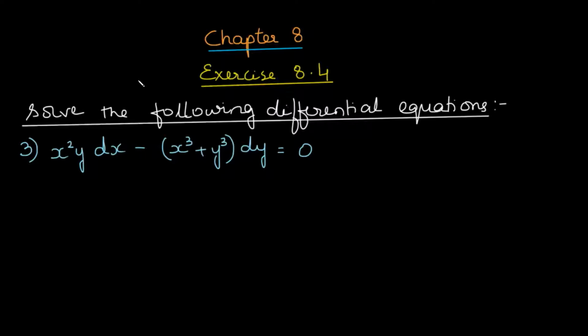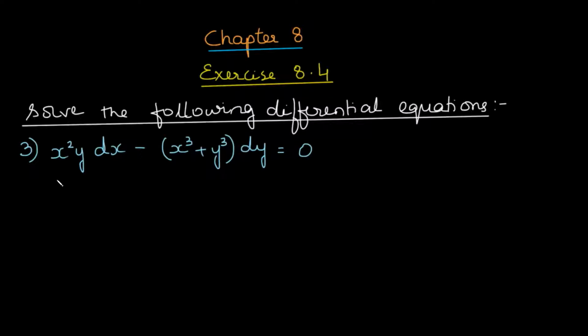Hello students. In the previous lecture, I told you about homogeneous differential equations and we were looking at methods of solving those equations. So we had done the first two sums of exercise 8.4. Now the third sum. All these sums are homogeneous differential equations and we are attempting to solve them. The question is x square y dx minus (x cube plus y cube) dy is equal to 0.